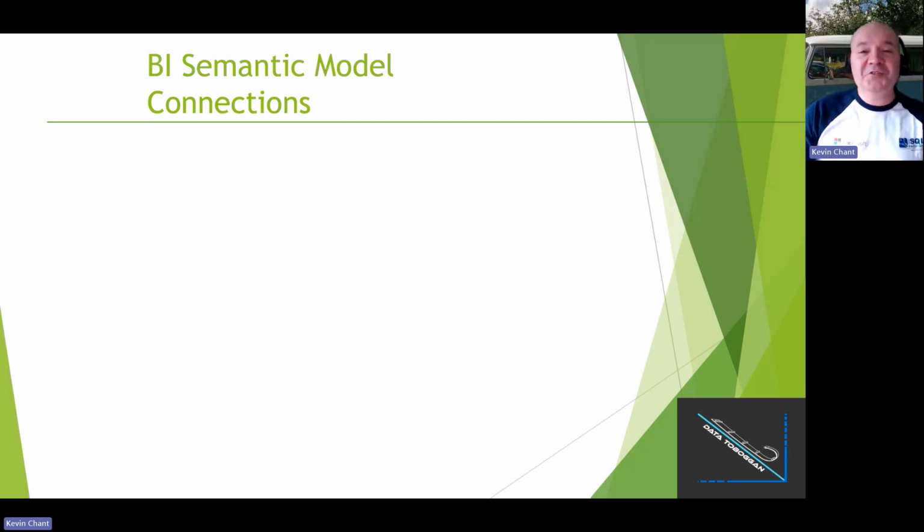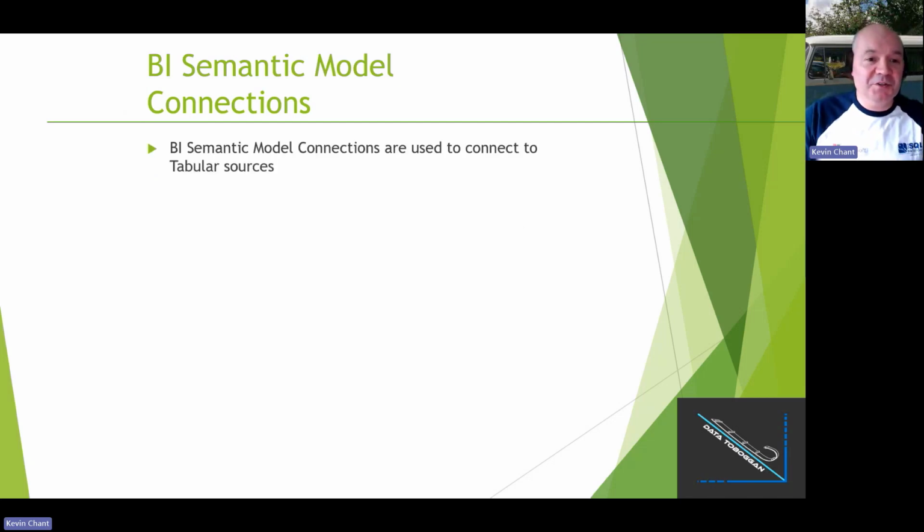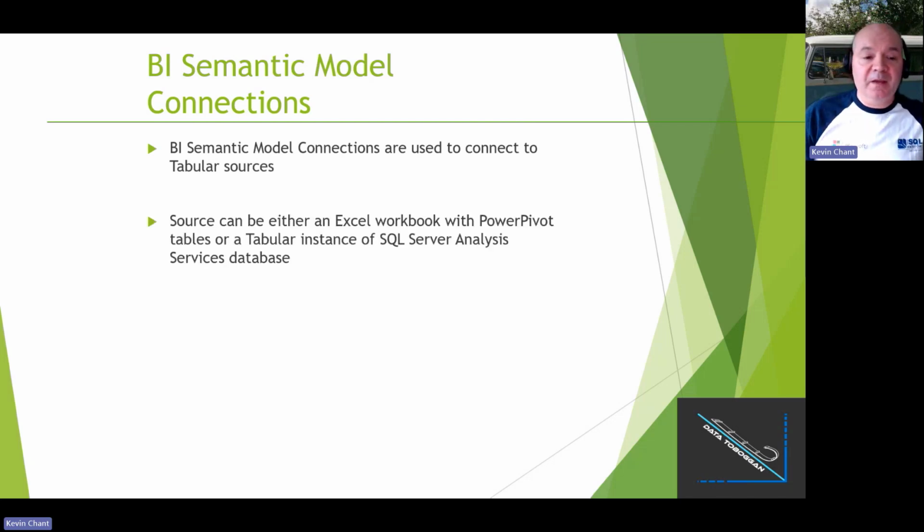So now let's talk about BI semantic model connections, which are used to connect to tabular sources. Now, these sources can be either a pivot table you've created in an Excel workbook, or a tabular instance of SQL Server Analysis Services. Like I said, there are various reasons why the tabular instances are becoming more and more popular.